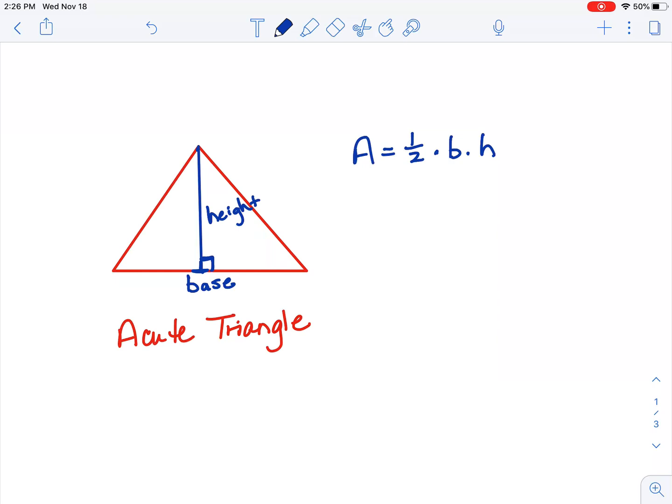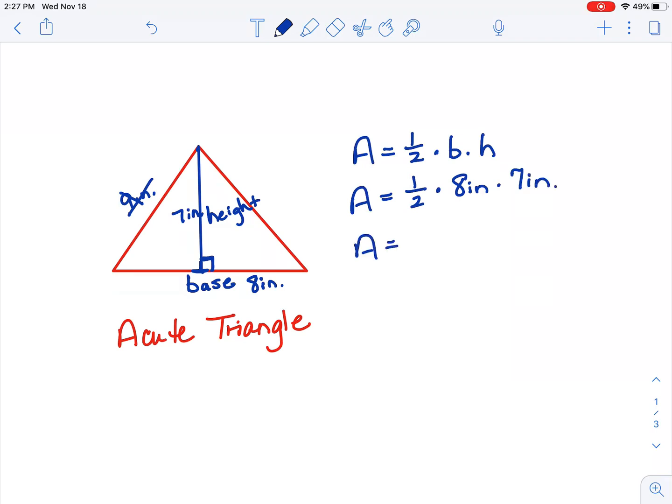So let's say I told you that this was 8 inches and this was 9 inches and this was 7 inches. Area, I don't know. That 1/2 is a constant. It is always there. My base is 8 inches. I don't need this. This is TMI. So this is my height, 7 inches.